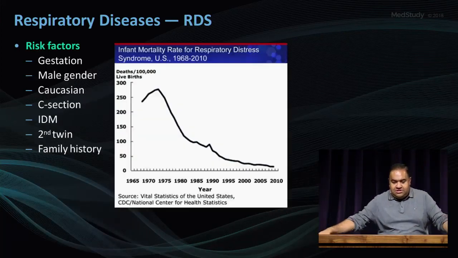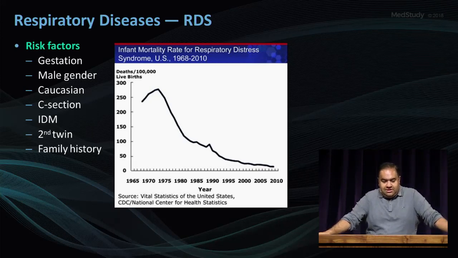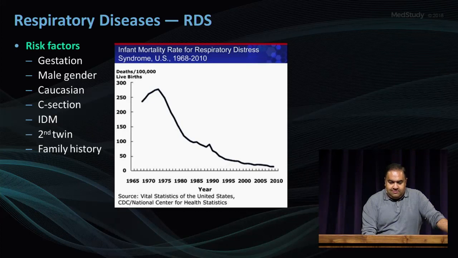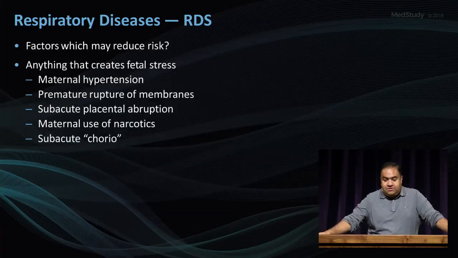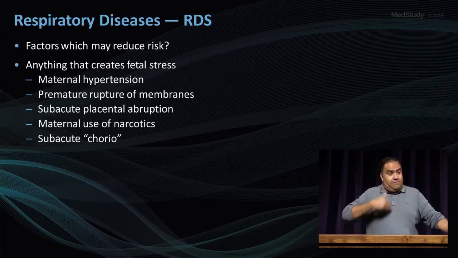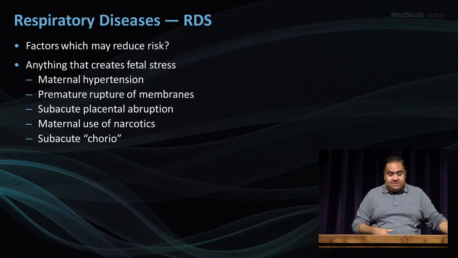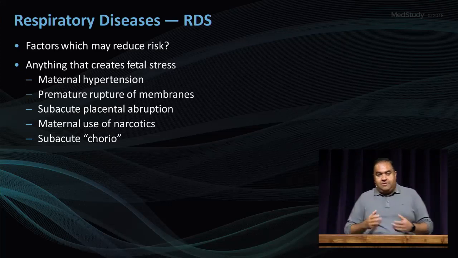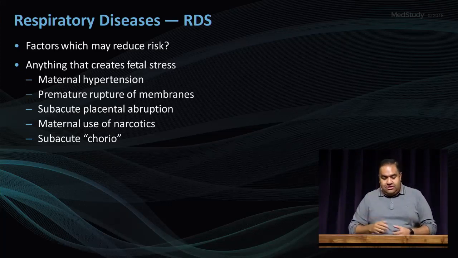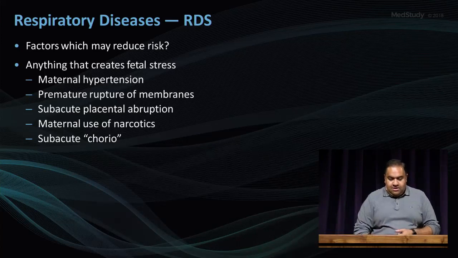Risk factors: gestation, male gender, Caucasian, infant of a diabetic mom, second twin, family history are the big risk factors. So factors which may reduce the risk of RDS, so usually anything that will cause fetal stress to augment or accelerate the catecholamine response, those are going to probably reduce your risk. So maternal hypertension, premature rupture of membranes, subacute placental abruption, maternal use of narcotics, subacute chorio would help reduce that risk.